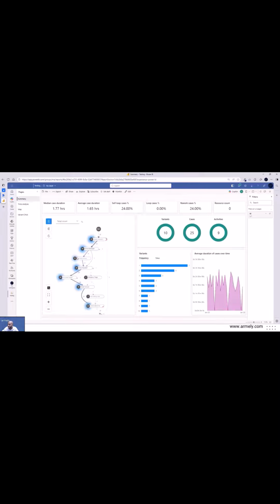I did not build this report. This report is generated by that whole process of our process mining. So it's generating that for me. Similar data to what we have, but a little more advanced. I can see a little more data. I can see our case duration. We are looking at about 1.77 hours.